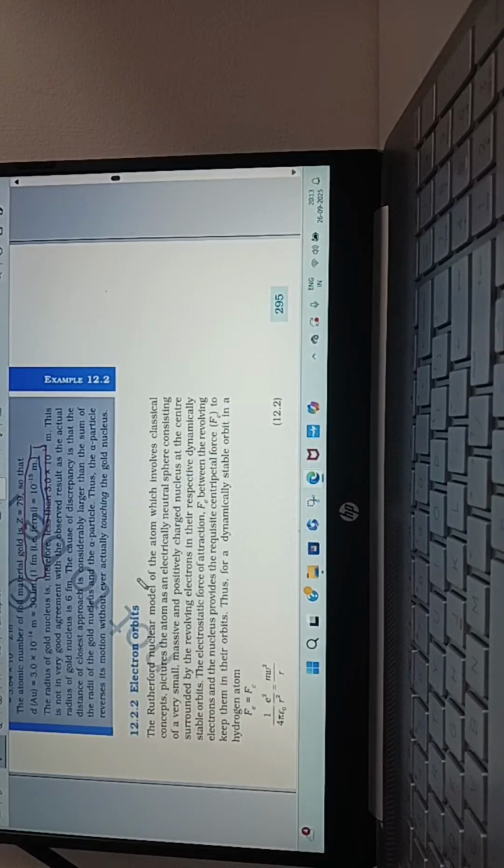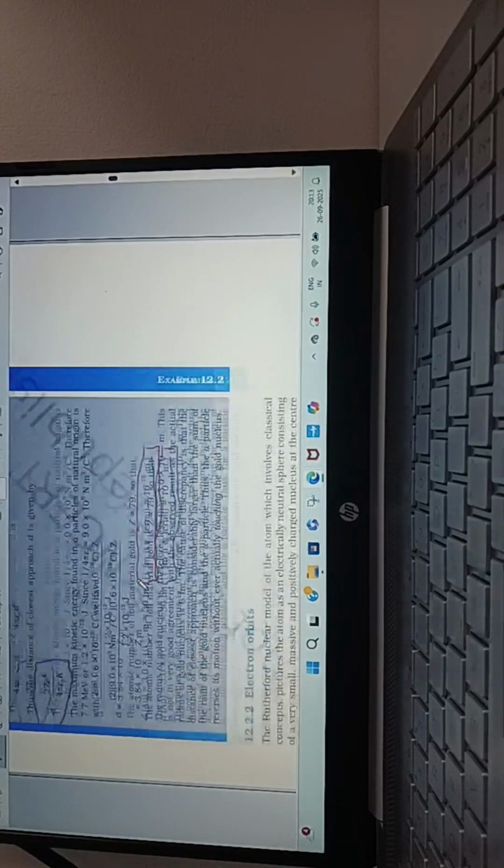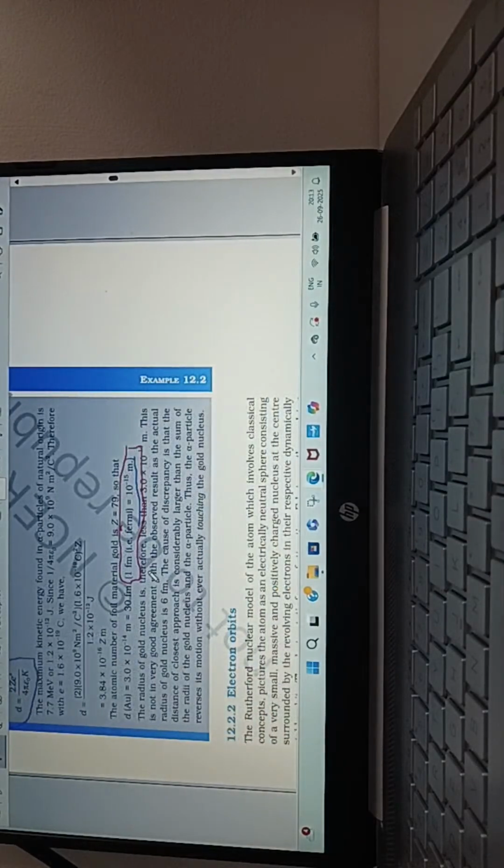So how many times? 6 Fermis. The size of the gold nucleus is 10 to the power of minus 15, but we got 10 to the power of minus 14. When you divide this, you will get 6 Fermis. This distance is called the closest approach.